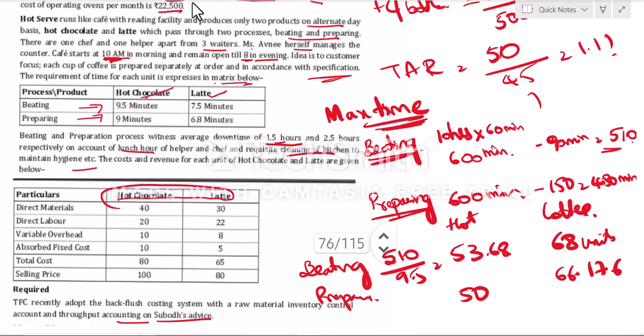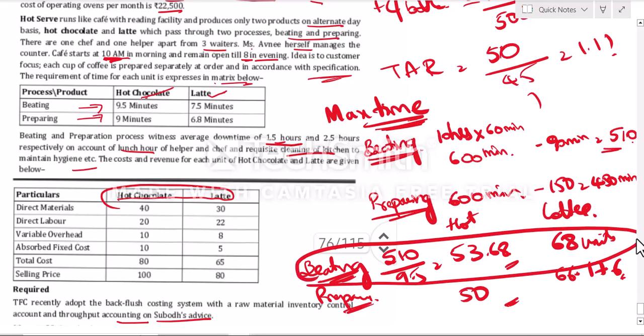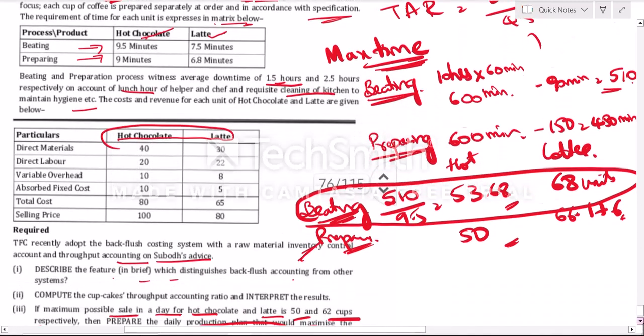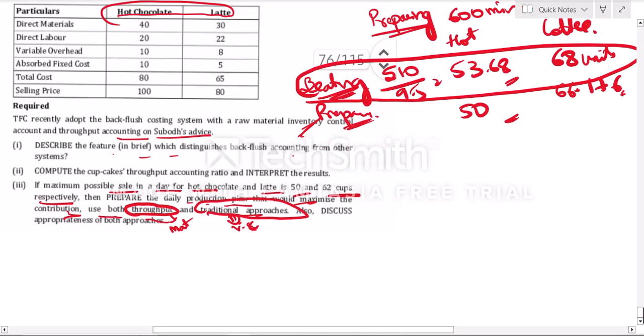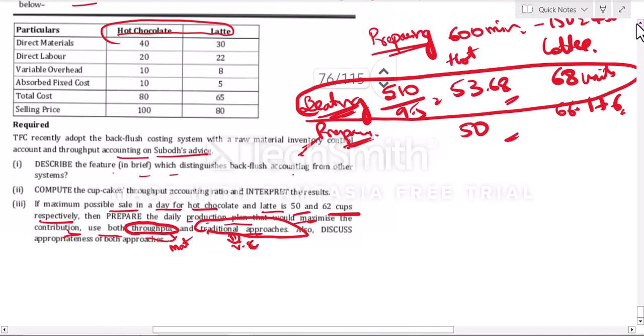Here in both cases, beating is giving more output when compared to the preparing process. See, here 53.68, here only 50, and here 68 units, here only 66.176 units. Means beating is not the constraint. What is the constraint? Preparing. It is the bottleneck resource, and we need to find the bottleneck contribution for preparing units only.